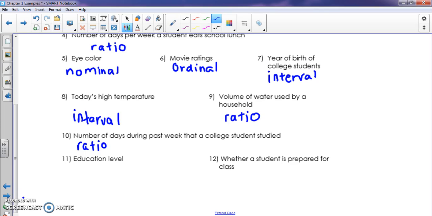Their education level, we can rank those based on least educated and most educated. So this one's going to be ordinal. And then whether a student is prepared for class is simple yes or no. So this one is going to be nominal since we can't really rank those. So that's the different levels of measurement.